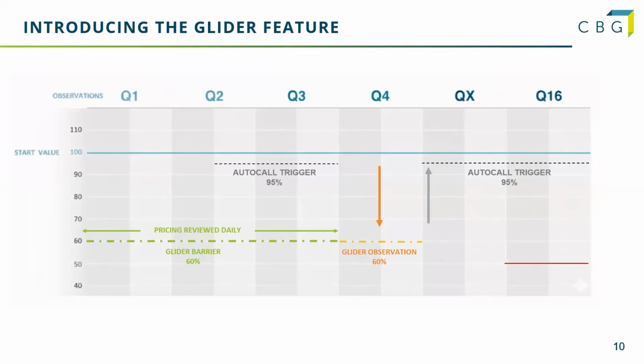The capital protection barrier feature remains unchanged and is only assessed at the final observation if the note has not already autocalled.